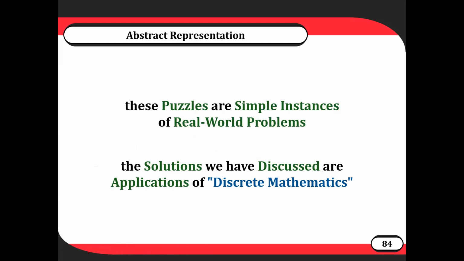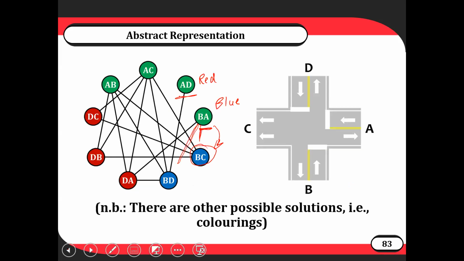All right, so these puzzles are simple instances of real-world problems, and the solutions we have discussed are applications of discrete math. Does everybody understand how this scheduling worked? Are there questions?